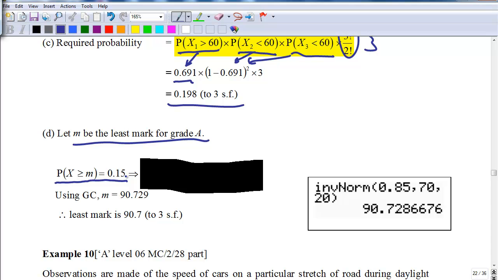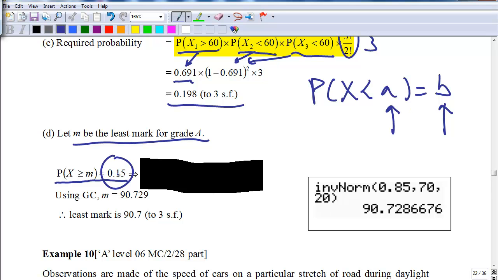Then I think some of you can see what I'm going to do next, because it looks like a very simple case of inverse norm. Remember inverse norm? I'm given B rather, and I want to find A. The B is my 0.15. The A is my M. So if you compare the two equations, the only difference is the sign. But if I can change the direction of the sign, I can straight away use inverse norm to find M.